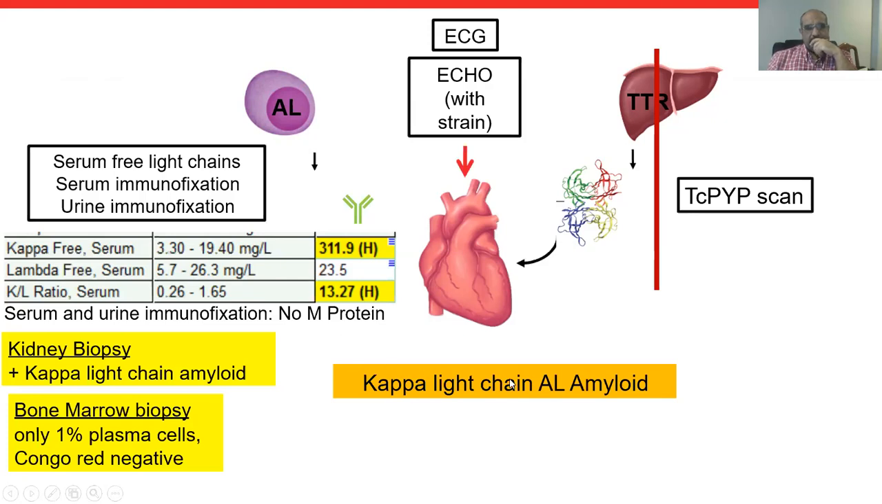So the diagnostic test here is the serum free kappa and the K over L ratio, plus the echo and imaging, but the bone marrow biopsy for this case was negative for plasma cells.